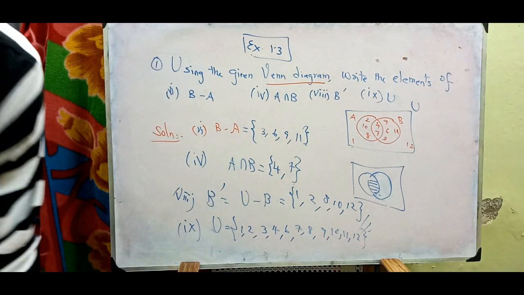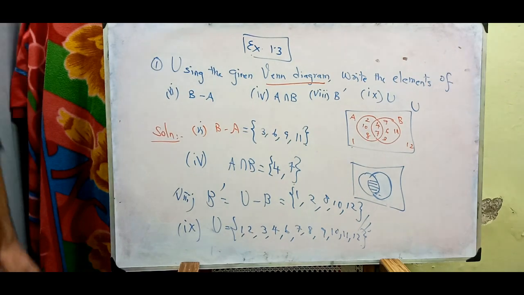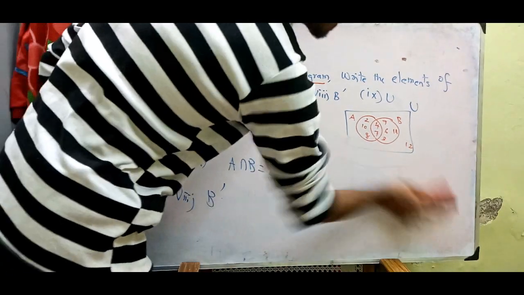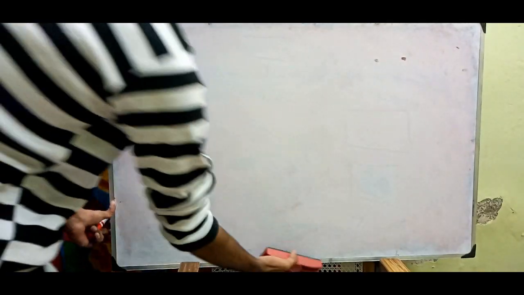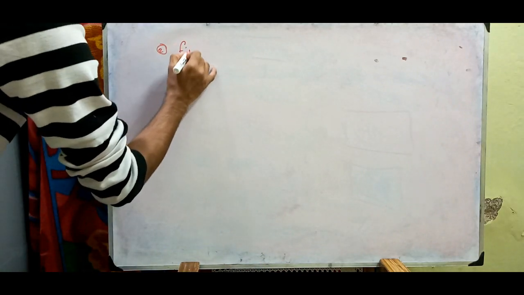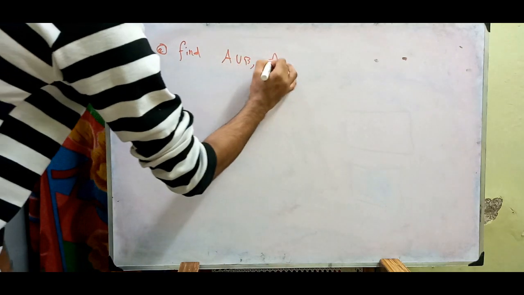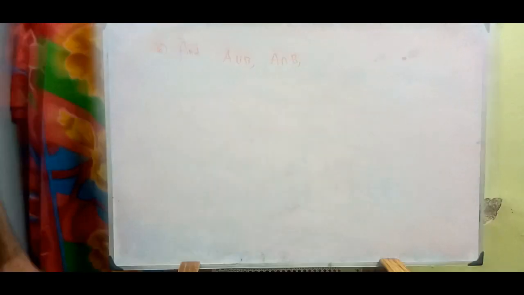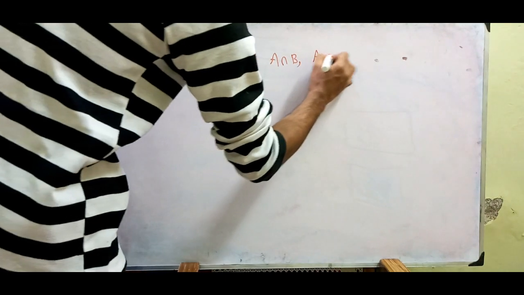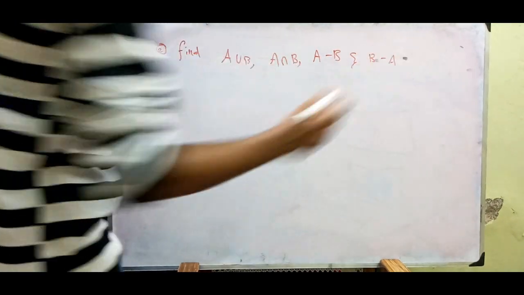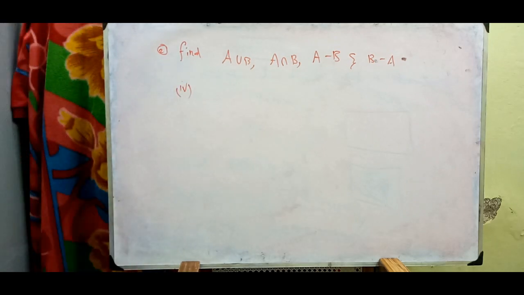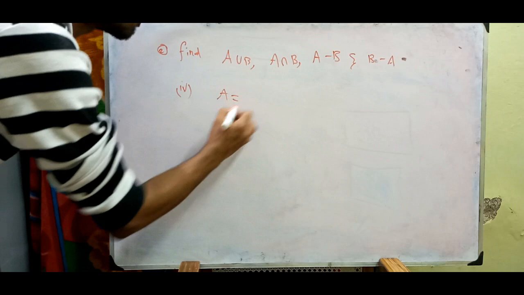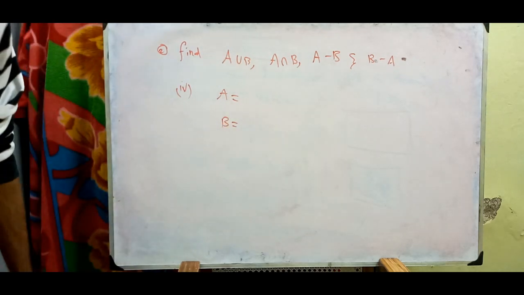So let us go for the second question. What is the second question now? The second question is to find A union B, A intersection B, A minus B and B minus A. I'm using only the fourth question. The rest of the questions are easy and you can do that by yourself.